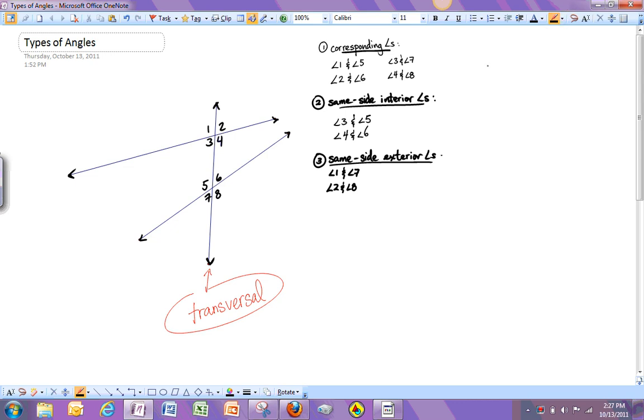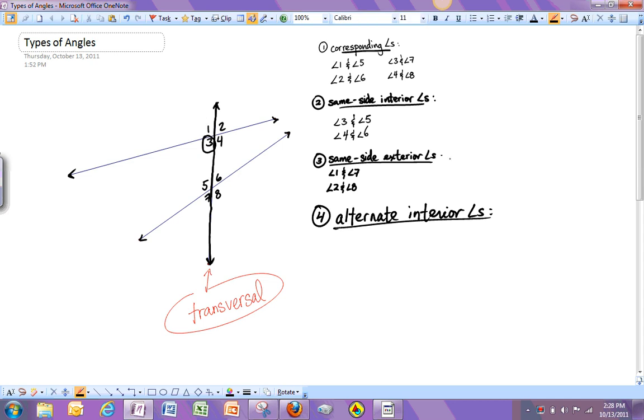So the last two types, one of them is called alternate interior angles. And you can probably guess the last one's going to be alternate exterior. So alternate interior, alternate angles meaning on different sides of this transversal right here. So like if I pick angle 3, the angles that are alternate to it would be 2, 4, 6, and 8 because they're on the other side. Okay.